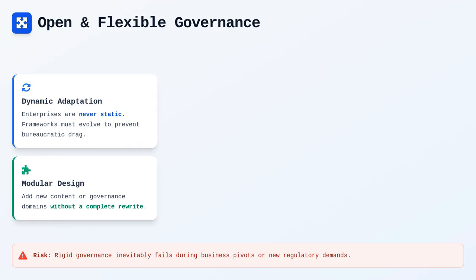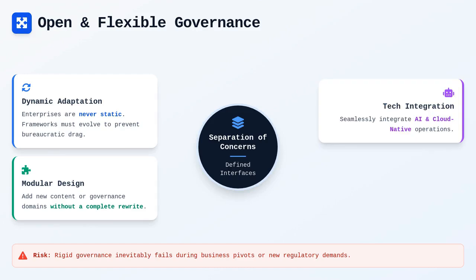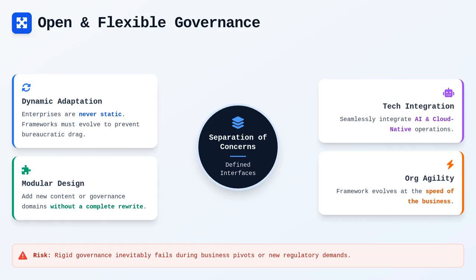If you have ever worked with a system designed for high extensibility, you know that the secret lies in separation of concerns and well-defined interfaces between components. This allows governance teams to integrate emerging technologies, such as artificial intelligence or cloud-native operations, into the management system as seamless extensions. By remaining flexible, the framework evolves at the speed of the business itself, rather than acting as a bureaucratic drag on organizational agility.